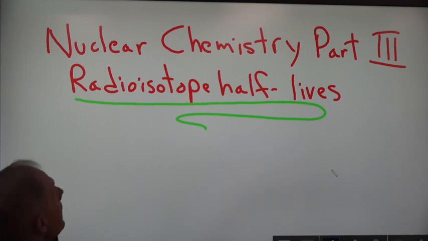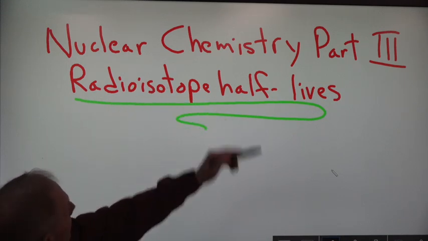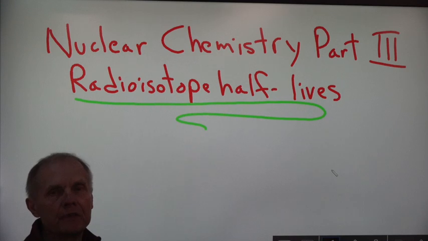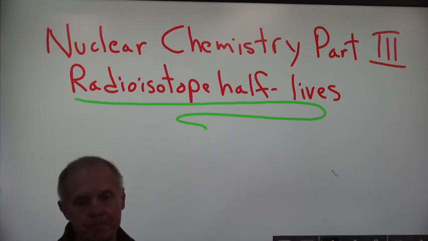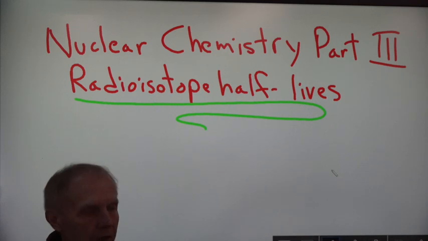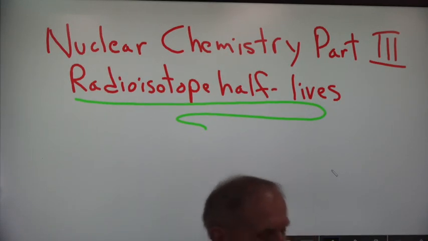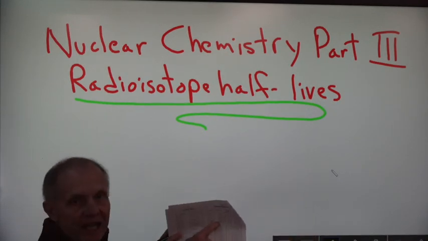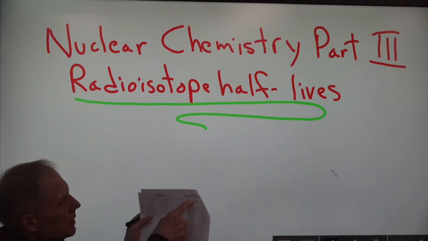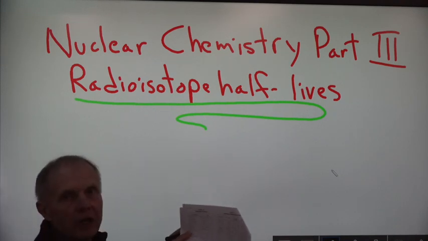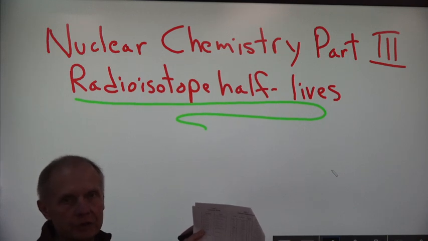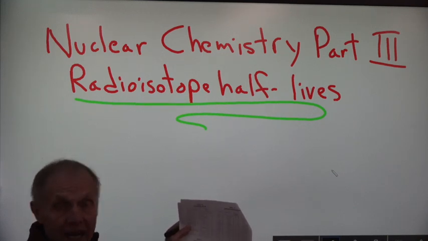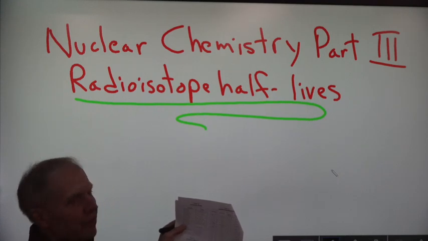So, we are at Nuclear Chemistry Part 3, and one of my most favorite topics, radioisotope half-lives. And for you in New York State, this is reference table N, and it gives you the half-lives of about 30 different radioisotopes. Okay? It gives you the decay mode and the half-lives.